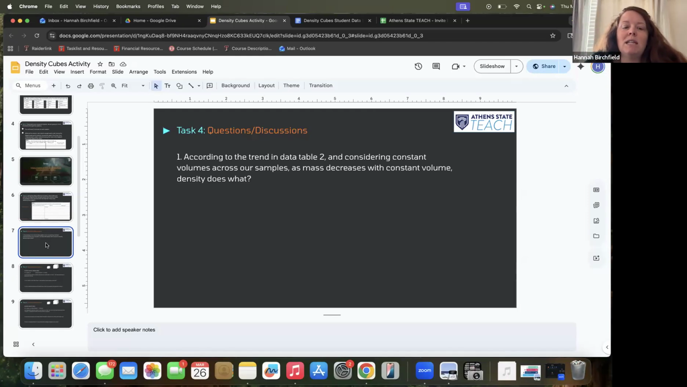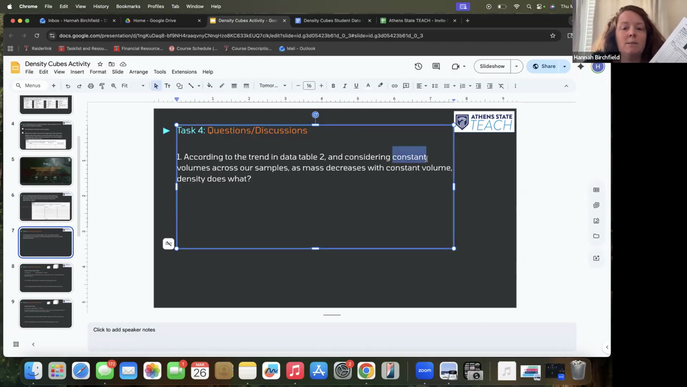And so it says, according to the trend in data table two, in considering constant volumes, this is a great vocab word. You're going to need to clarify, what does constant mean? It means that they're the same, right? Across our samples, as mass decreases with constant volume, density does what? And so you could look here and say, this was my lowest mass at the top, this is my highest mass. So as we got smaller, as we got closer to the top, what happened to our density? And you want them to answer that, okay? As mass decreases, density should decrease as well.